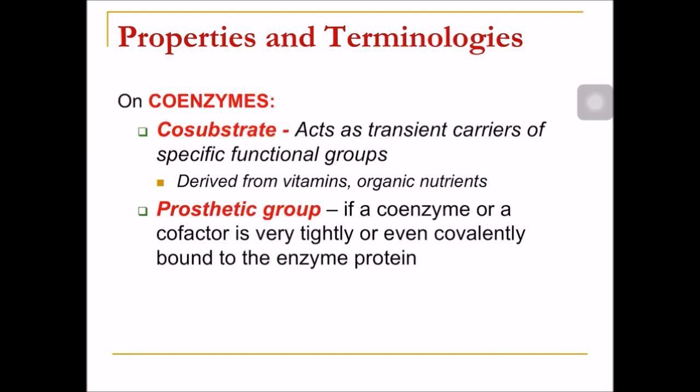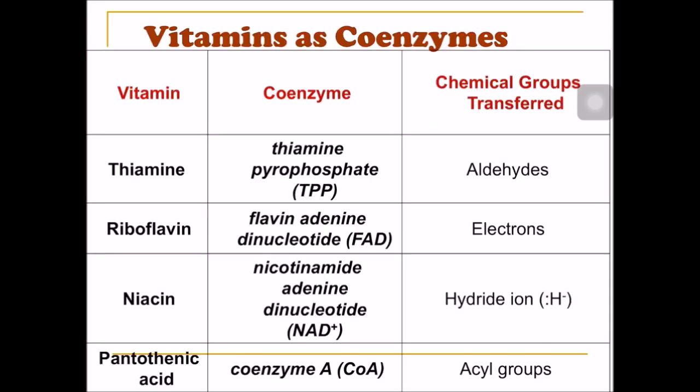What about coenzymes? Coenzymes could be categorized into two. This could be co-substrate and prosthetic group. Co-substrate acts as transient carriers of specific functional groups, and these are usually derived from vitamins and organic nutrients. Whereas prosthetic group is the one that is tightly bound to the enzyme protein. So tightly bound, which means na kadikit na talaga niya yung enzyme.